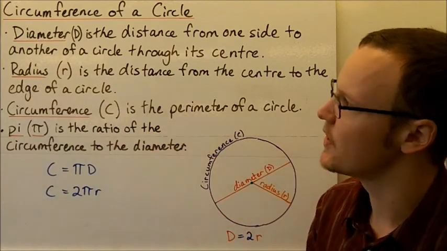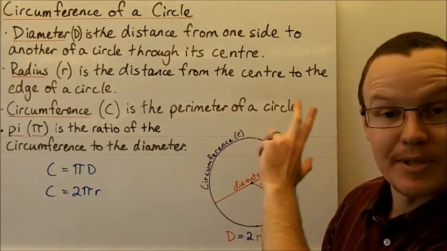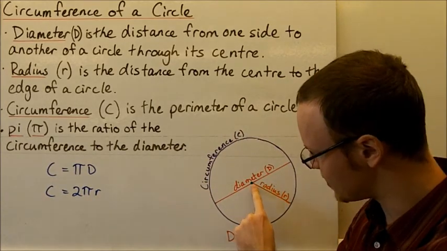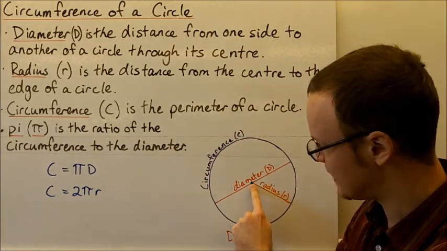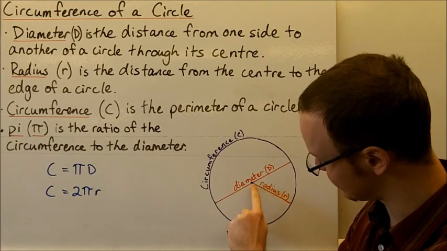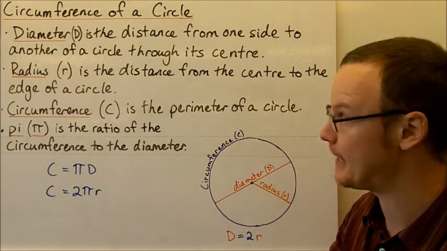The radius, r, is the distance from the centre to the edge of the circle. So if we've got the centre of the circle here, and we've got the edge of the circle here, then the distance between those two is the radius. That's the radius along here, r.